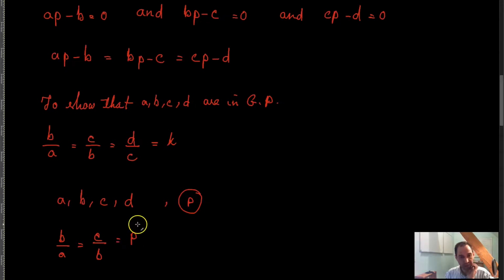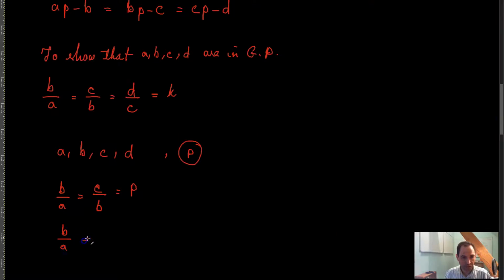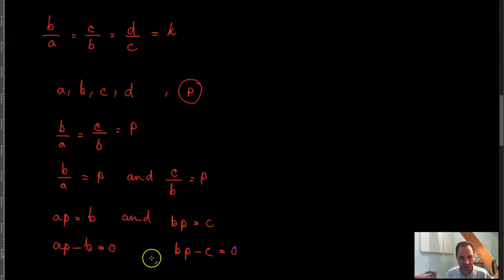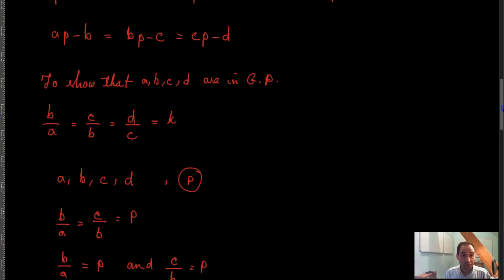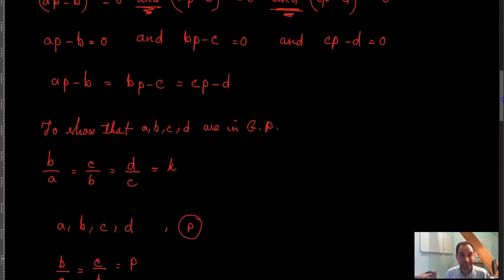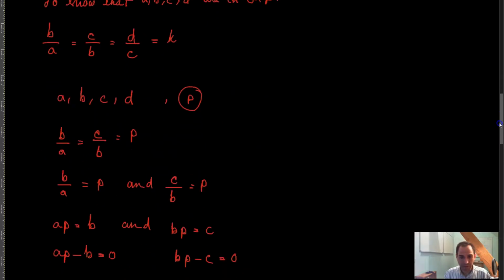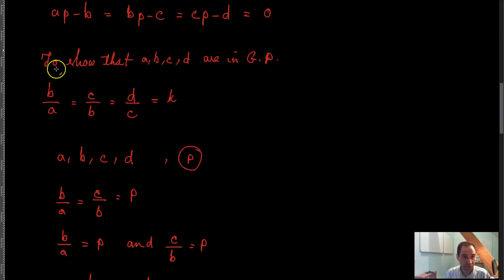So in that case, I could write that b to a is equal to p, and also c to b is equal to p, which means that AP is equal to b, and BP is equal to c, which means that AP minus b is equal to 0, and BP minus c is equal to 0, and those are all equal to 0, of course, right? So you can see that I got the exact same thing over here. Of course, I don't really know how they've gotten from here to here. There must be something to do in algebra to get from there to there.